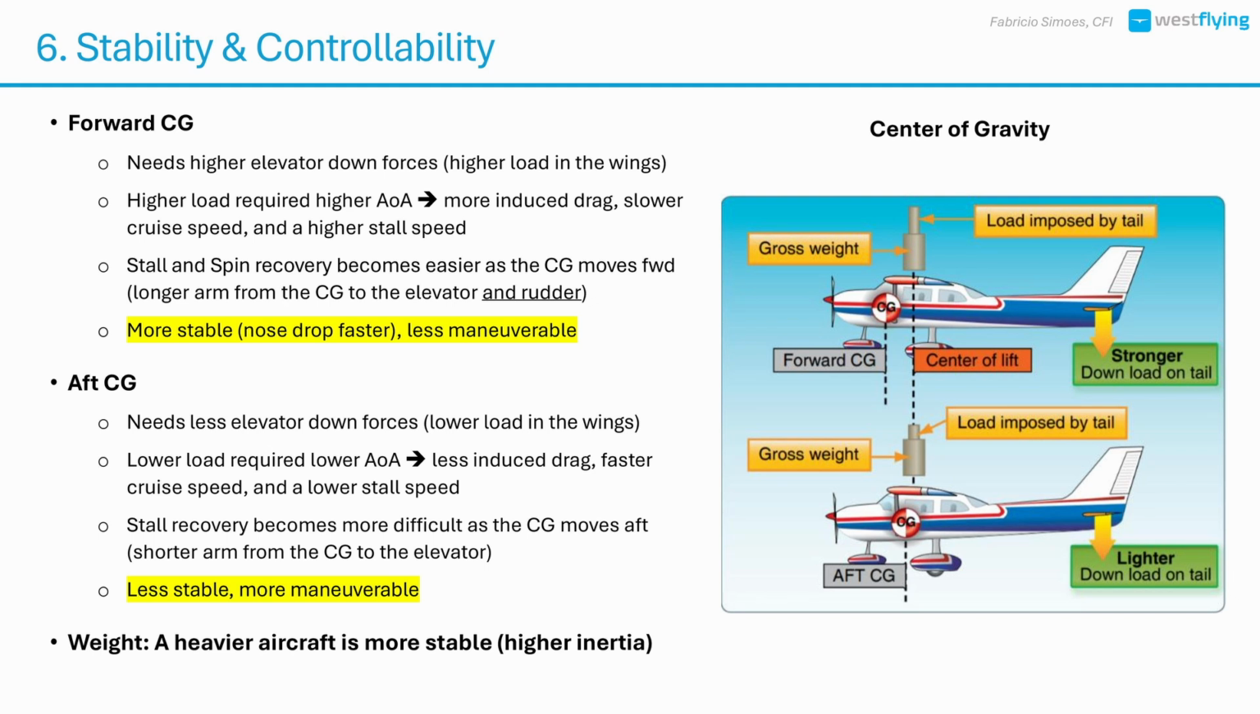Recovery from a stall or spin becomes harder due to the shorter arm between the CG and the tail, and between the CG and the center of pressure. Overall, an aft CG can make the airplane less stable and more sensitive to pitch inputs.